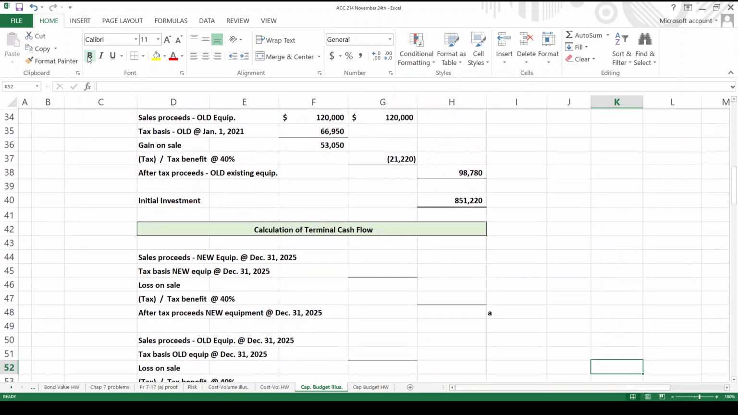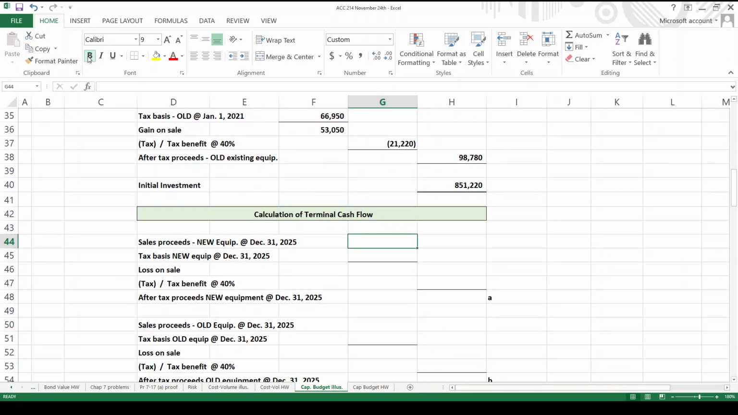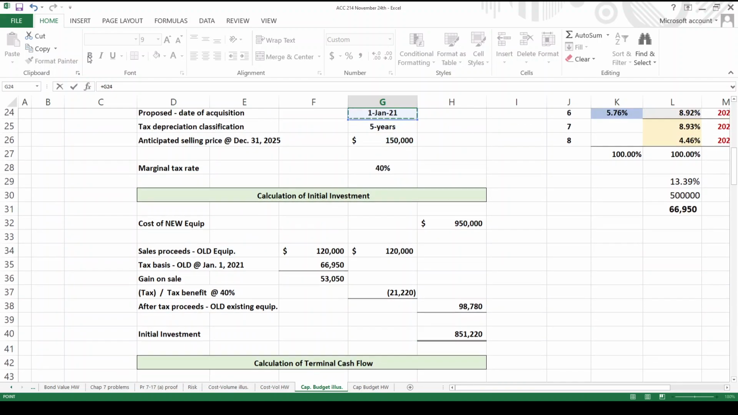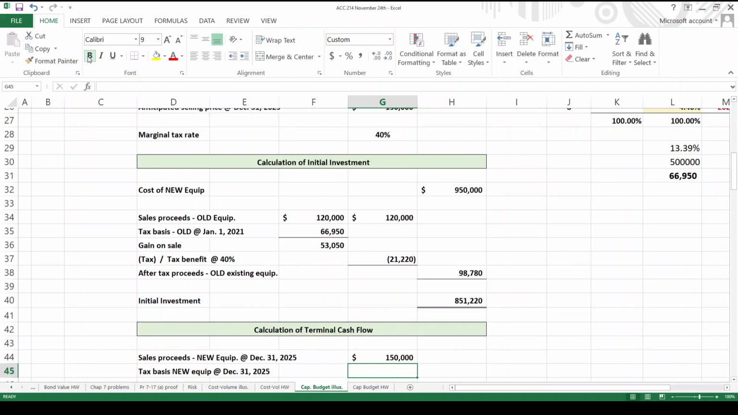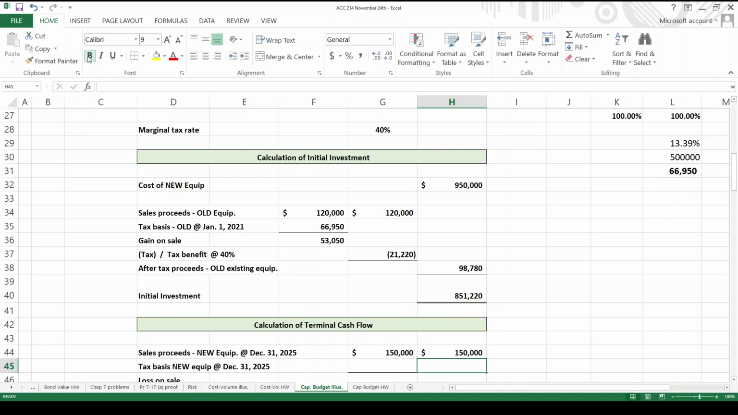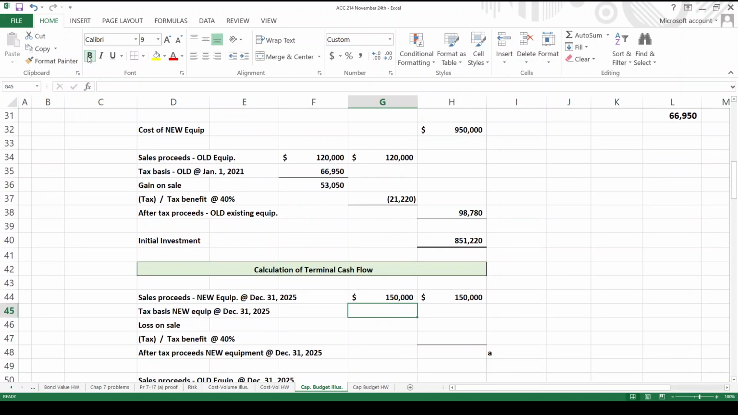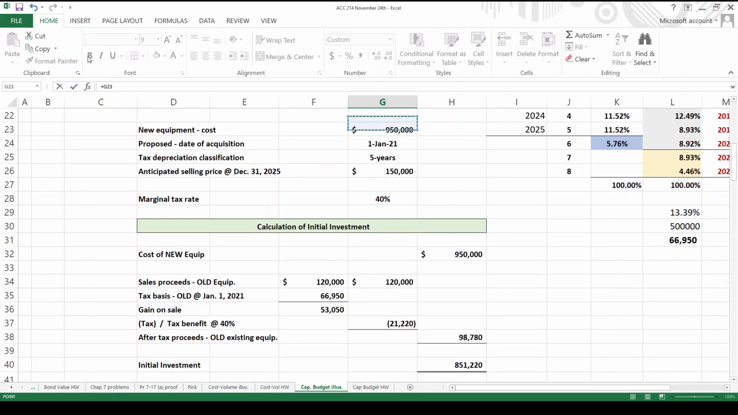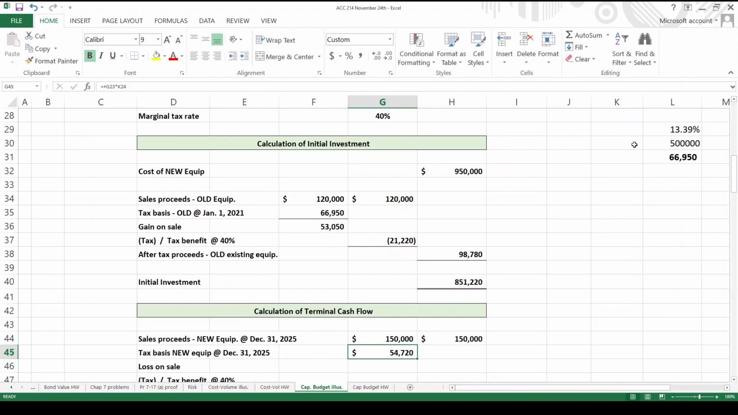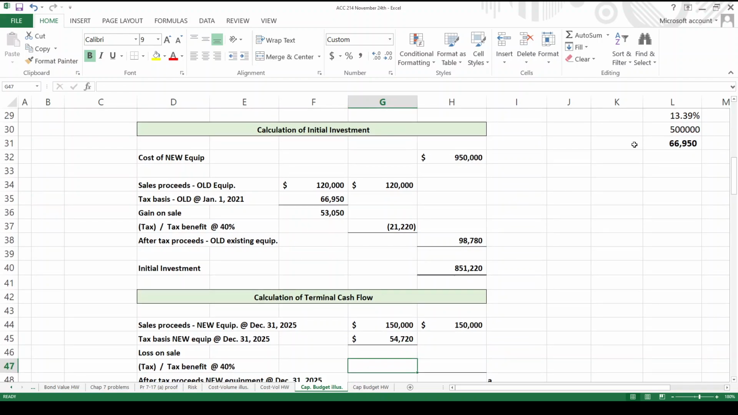Okay, proceeds from sale of new equipment is going to be how many dollars? Whatever the problem says, right? 150K. Okay, what's the tax basis? So we'll take the 950,000 original cost and multiply times that year, which didn't happen yet, around 2026, and we get 54,720 as the tax basis. All right, that's the good news, right? Good news is we're going to have a gain on this.